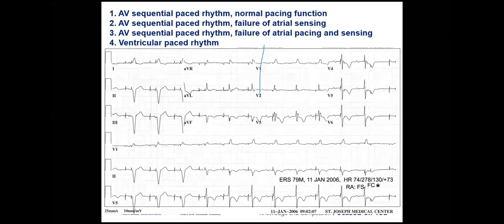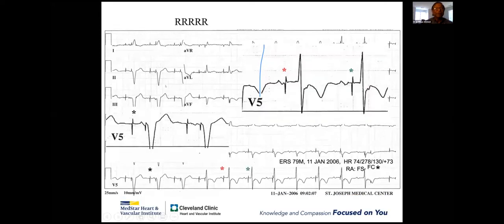I'm looking at your answers. Rafique bhai, 1, 2, 3, 4. Look at V5 and then answer. No. Come, Hafiz, let the audience answer and then you will see. The audience polled for C, sir, 54%. Maybe sequential pace rhythm, failure of atrial pacing and sensing. Okay, Hafiz, now your comment.